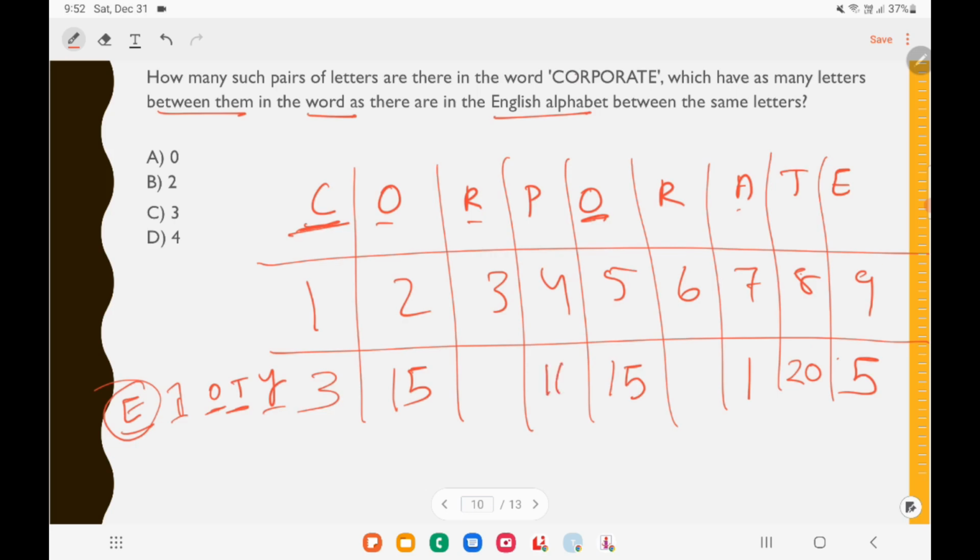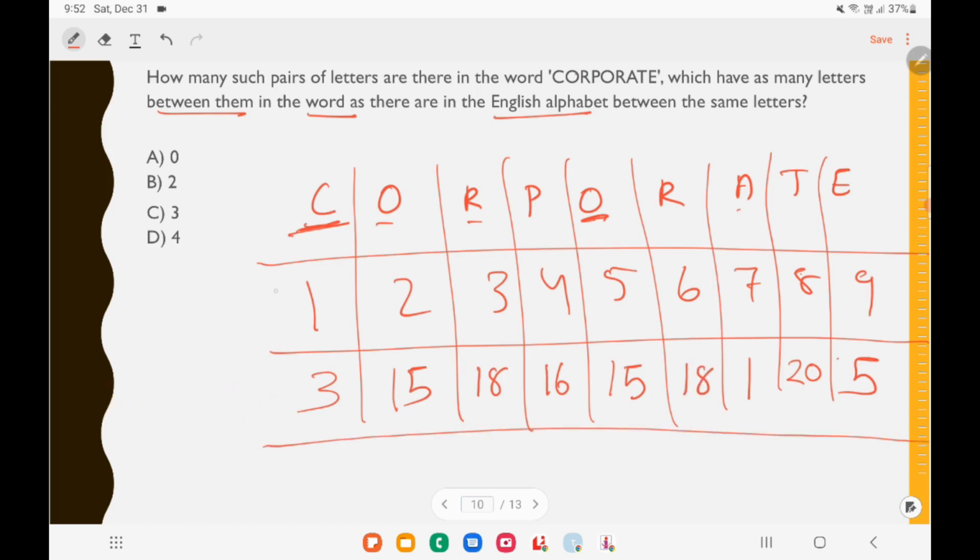So P will be 16th because O is 15. Now after P, Q is coming, Q is 17 and R is 18. So just write 18 below R. What we have written is, in the first row, the letters of the word corporate, and in the second row, the numbers corresponding to each letter in the English alphabet. Okay, so we have done it like that.